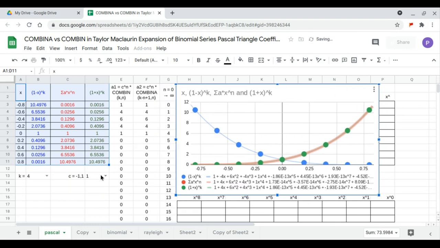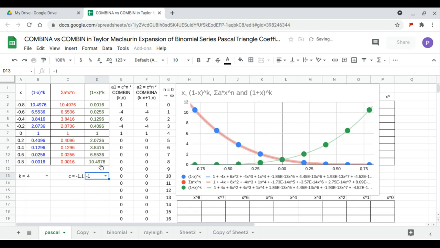So if c equals -1, the red line is on the blue data set. So this approximates 1 minus x to the power k. If it is +1, the red line is on the green, which means that the series sum or the expansion approximates 1 plus x to the power k. Our k is from 0 to 6.